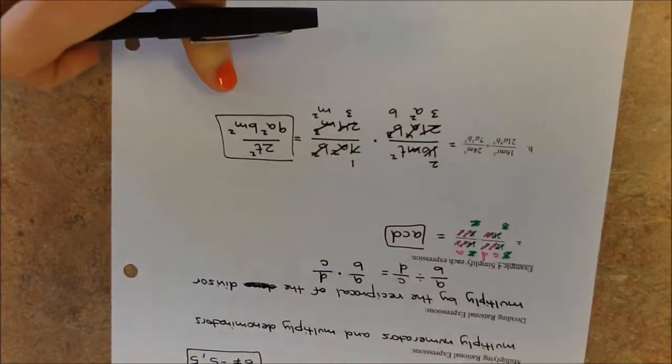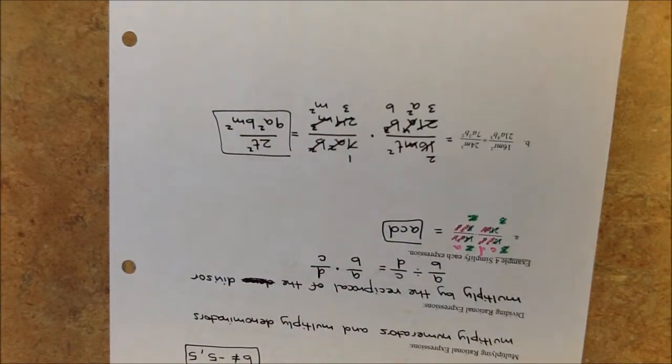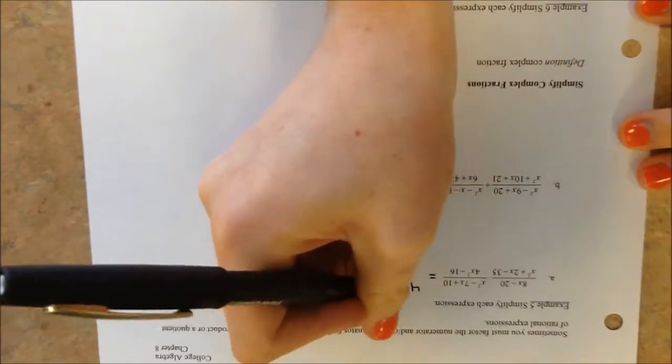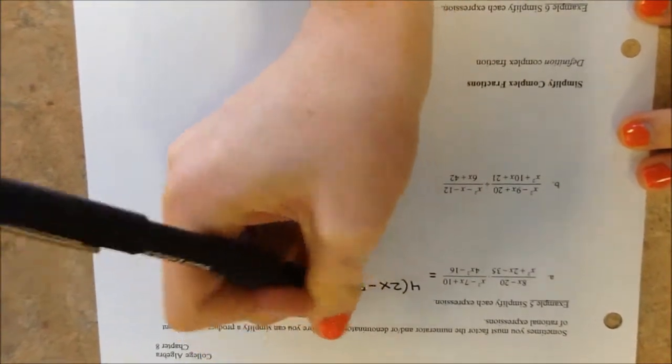Okay, so let's move on to the last page. On the last page, we're going to be doing a little bit of factoring before we multiply and divide. If we look at example 5, our first step is to factor. Lots of factoring. This first one, for instance, 8x minus 20: all I have to do is take out a GCF. The GCF is 4, and then I'm left with a 2x minus 5.